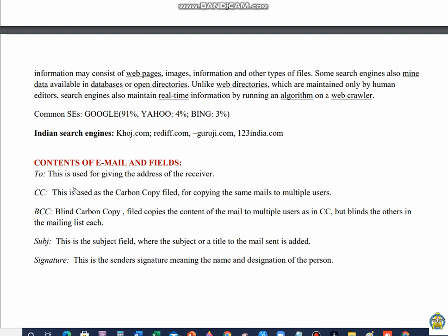Then the content of an email. This is the content of an email. To is the person to whom you are sending. CC, carbon copy. That means if I am sending a mail to more than one person, you can use this field. BCC, blind copy, is used when others should not see the addresses of the ones to whom I am sending. Subject is the title of the letter. And signature is your detail, your name, your designation.